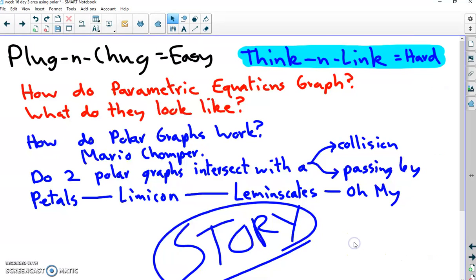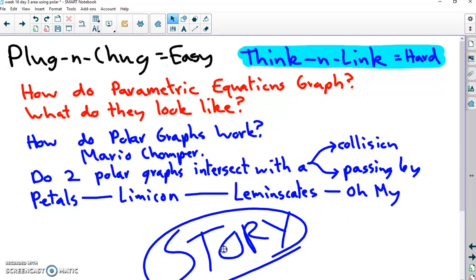Okay. So, plug and chug. Easy. Think and link is the stuff that's going to take a while to look at. How do polar graphs look? What happens inside the looping of polar graphs? That's what I got to spend some time on, which is the whole idea of the story.